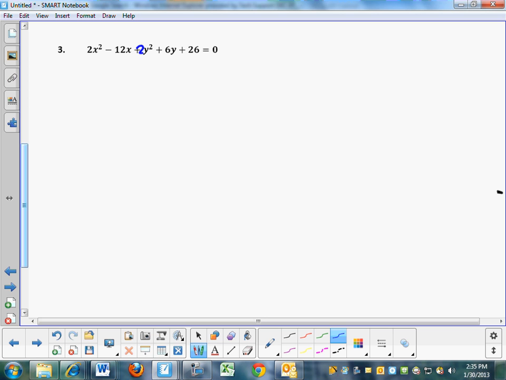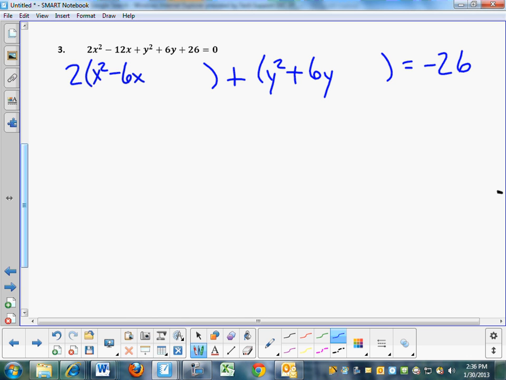For example, if there was a 2y squared in front, then they would have the same rate of stretching, so it would be a circle. But it doesn't have a 2. So let's start by completing the square. 2 times (x squared minus 6x) plus y squared plus 6y equals negative 26.